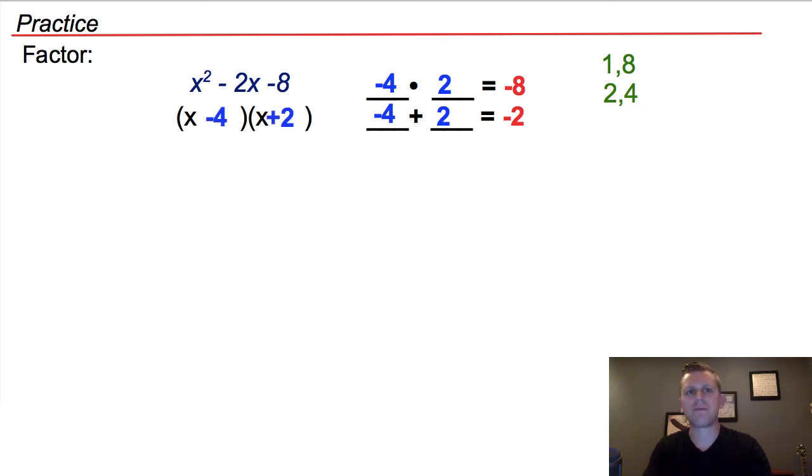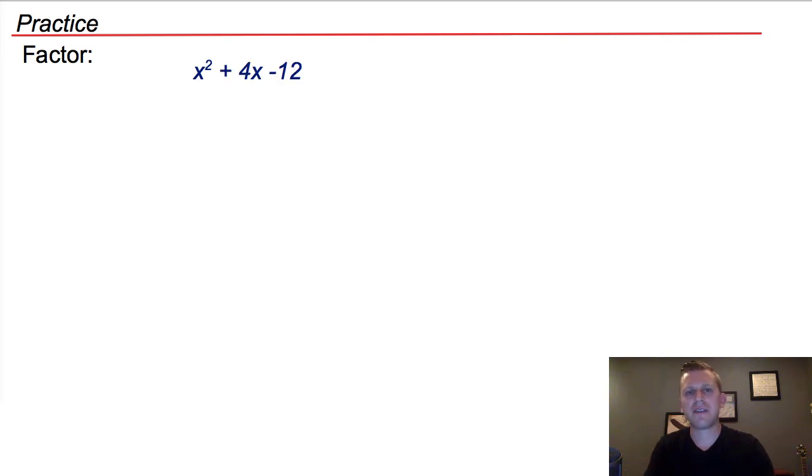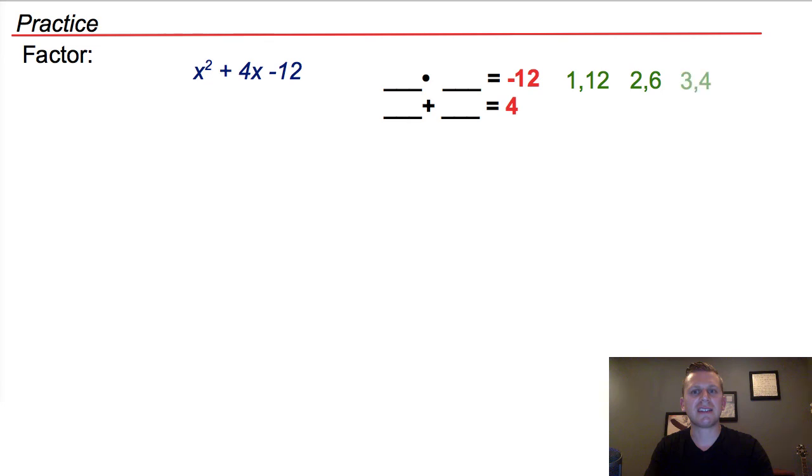Let's try 3 more. Here, see if you can factor this trinomial. Here what I need is two numbers that multiply to negative 12 and add to 4. The only factor pairs of 12 are 1 and 12, 2 and 6, and 3 and 4. Well, 1 and 12 don't look like they would add and subtract to 4, and neither do 3 and 4, so those are out. So it must be 2 and 6.